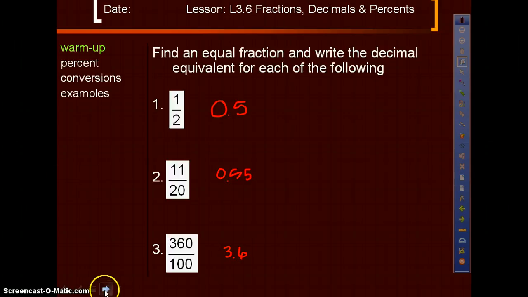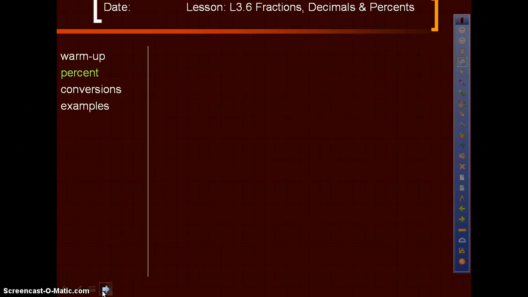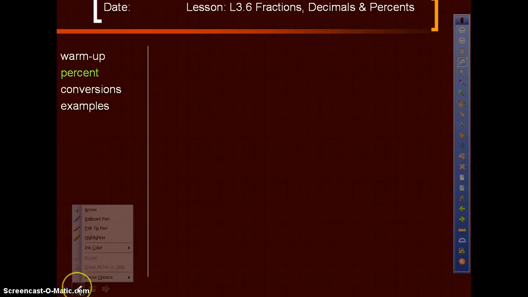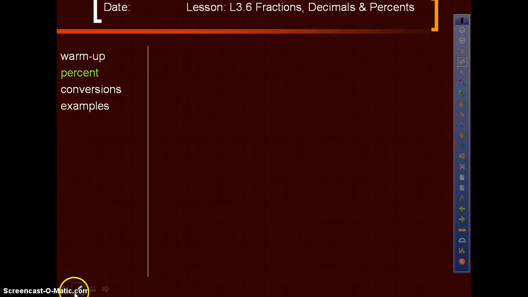Today's lesson, we incorporate percents. Just a reminder of what a percent is. A percent can take a few different meanings for us. A percent could be as simple as the percent symbol. Percent really means per 100 or out of 100. It can also take on the meaning of times 100th.